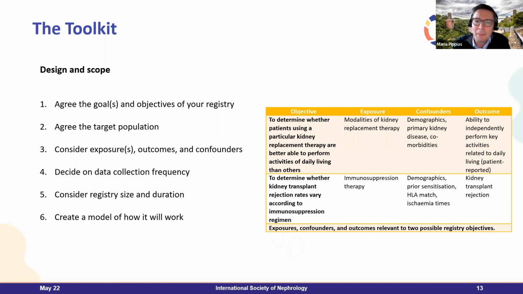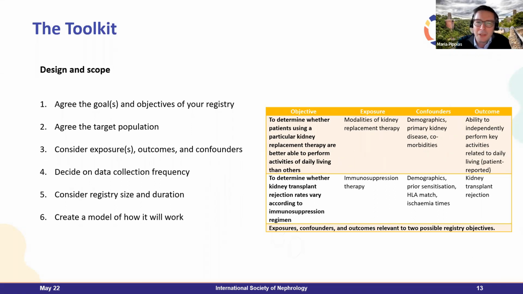Outcomes, we have a couple of examples there on the right-hand side. So the exposure might be immunosuppression therapy, the outcome might be kidney transplant rejection, and then you might be looking for confounders. What confounders would you want if you were looking to see how immunosuppression was associated with rejection? We've got a couple of potential confounders there that you might wish to include in your data set. Those would be trying to address that objective of whether kidney transplant rejection rates vary according to immunosuppression rate.